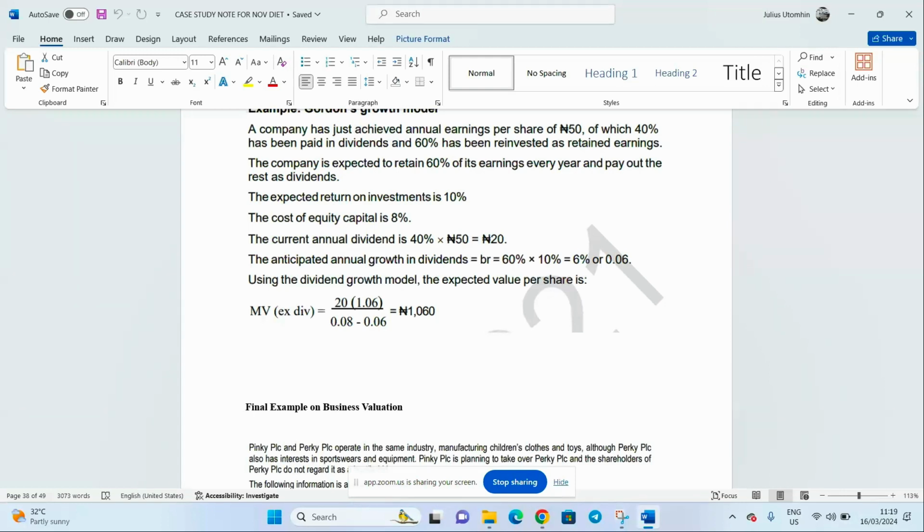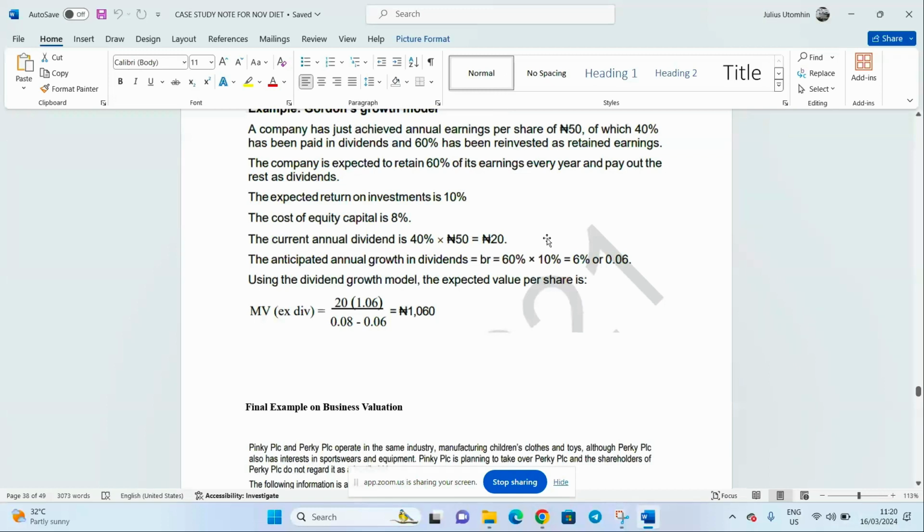The expected return on investment is 10%. Cost of capital is 8%. Current annual dividend is 20 naira. Remember, I told you, if you are retaining 60%, that means you are paying 40% out. 40% of 15 naira is 20 naira. Anticipated annual growth rate is BR, what you retained times the expected return on investment, so to say. So 60% times 10% gives you 0.06. So how do you calculate market value?